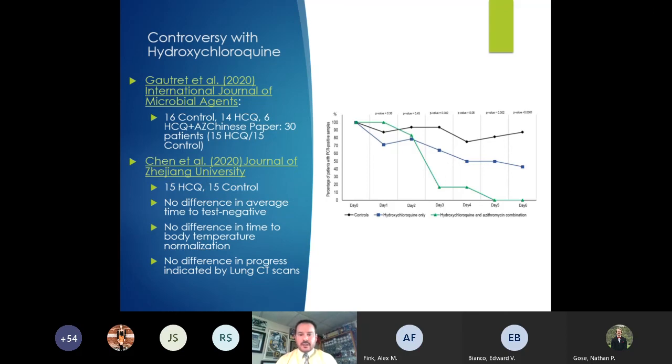Again, if you compare the black line, the control line, they're looking at the percentage of patients who are PCR positive. That's just an indication of a positive presence of the virus. So they've detected the virus in patients, starting at 100% on day 0 and going to day 6. What they find is that the control patients, 6 days later, 90% of them still have detectable virus. With hydroxychloroquine alone, they saw it go down to about 50%.